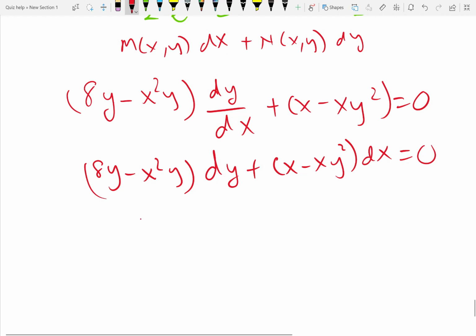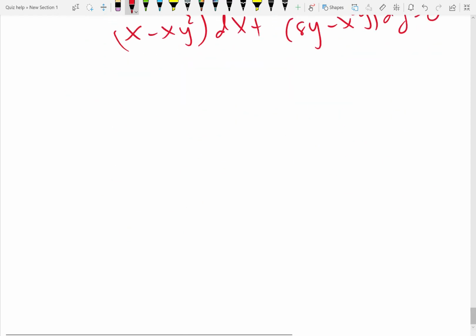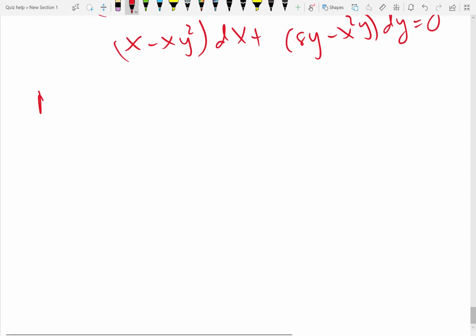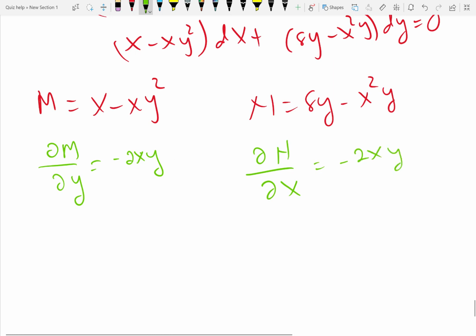Let's switch the order because that is what we used to have, dx first. So I can rewrite this so that it's comfortable for us. From here we know M is x minus xy squared, and N is 8y minus x squared y. Now we need to test for exactness. We differentiate M partially with respect to y, which gives negative 2xy, and N partially with respect to x, which gives negative 2xy. So they are equal, so they are exact.